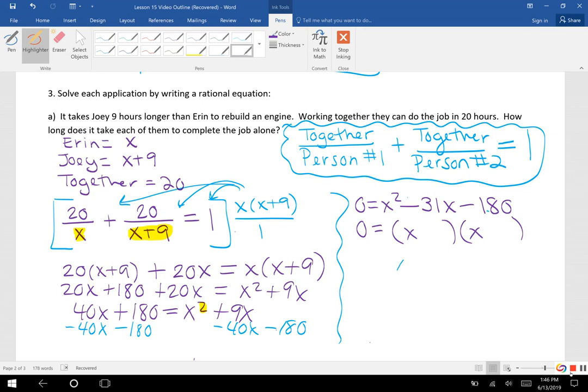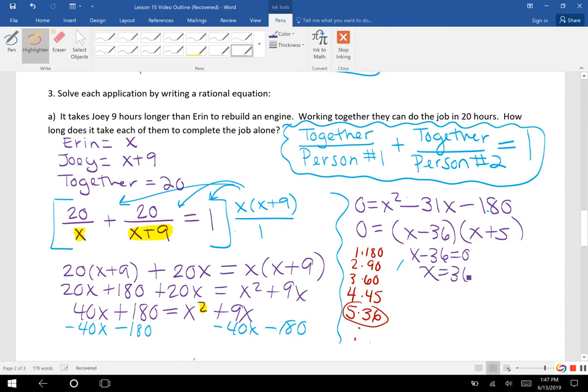So I just went through and made a list and figured out, well, what can I divide 180 by? And once I got to 5 and 36, I think that is going to work out if I make the 36 negative and the 5 positive. So if x minus 36 equals 0, x could equal 36. If x plus 5 equals 0, x equals negative 5.